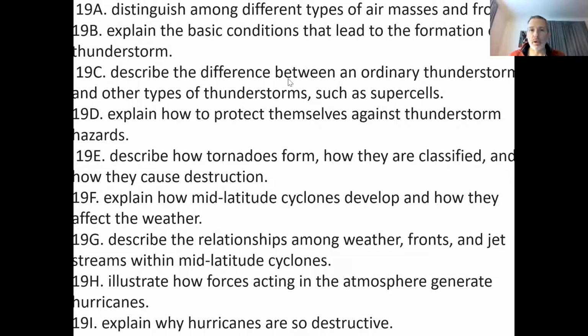We're going to describe the relationship among weather, fronts, jet streams, and within the mid-latitudes where we are. We're going to illustrate how forces acting on the atmosphere generate hurricanes. And so then finally, we're going to explain why hurricanes are so destructive. So that's kind of the gist of what we're going to be going over in this chapter.